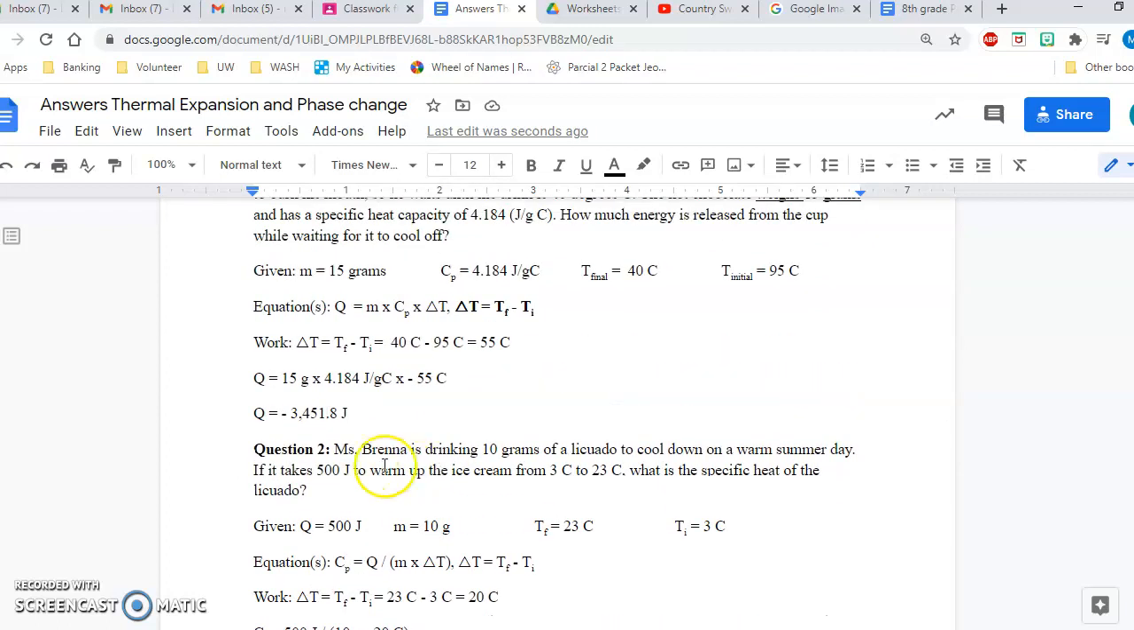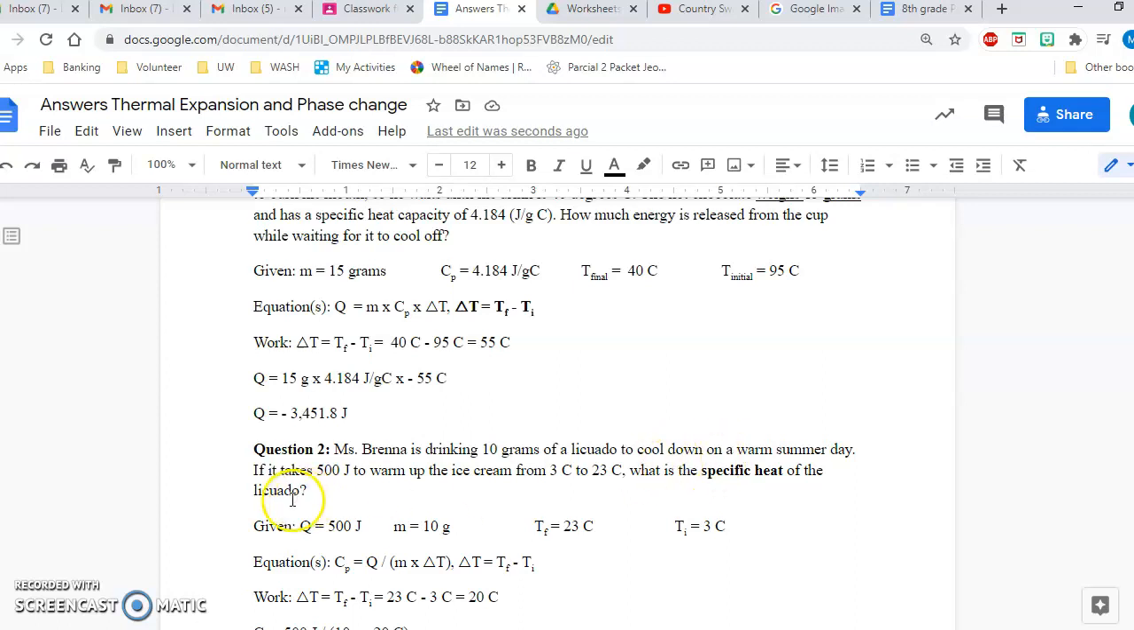For our second problem, we're going to be trying to find our specific heat. So we're trying to find specific heat. This one says Ms. Brenna is drinking 10 grams of liquado to cool down on a warm summer day. If it takes 500 joules to warm up the ice cream from 3 degrees Celsius to 23 degrees Celsius, what is the specific heat of the liquado?